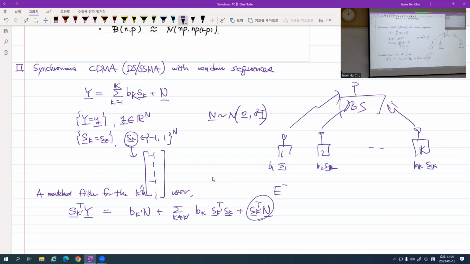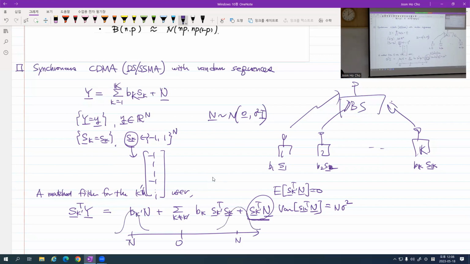What is the mean and what is the variance? The mean is 0. The variance of this one, you can show, is n times sigma squared. So if there is no noise, your signal is b_k' times n. So if you plot, then this is 0, and your desired signal is either n or negative n, and this one is Gaussian, so you have some density like this.